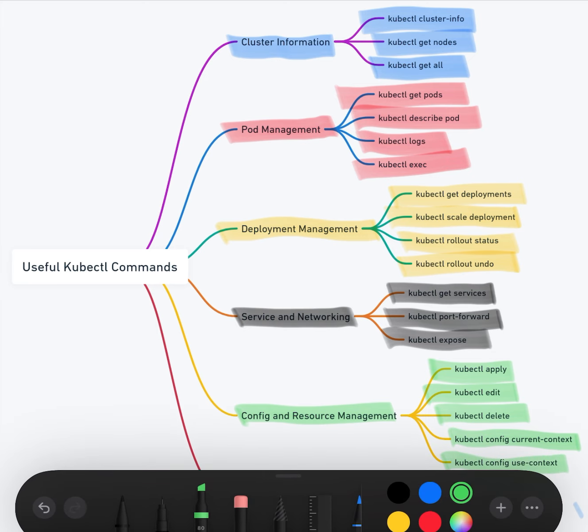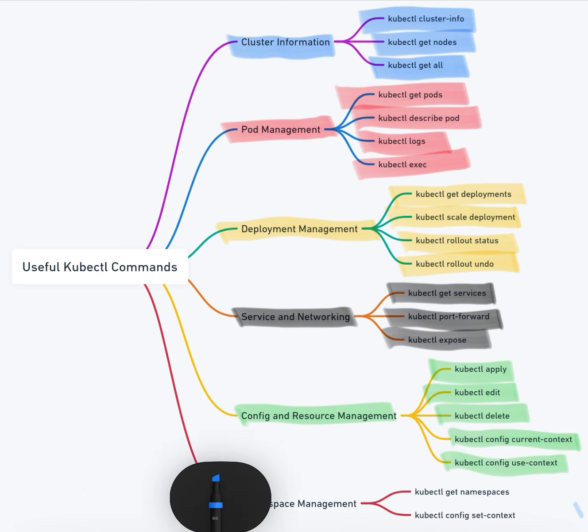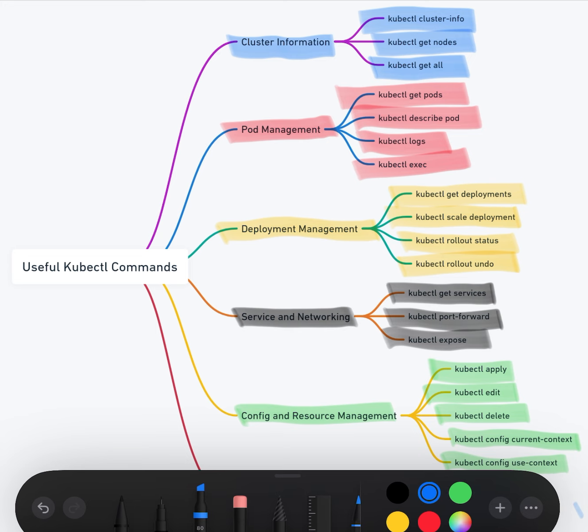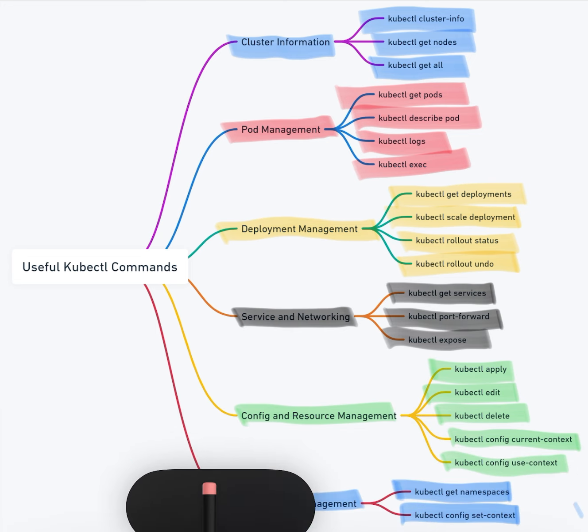6. Namespace management. kubectl get namespaces lists all namespaces in the cluster, which are used for resource organization and isolation. kubectl config set-context sets the default namespace for future kubectl commands, reducing the need to specify it each time.